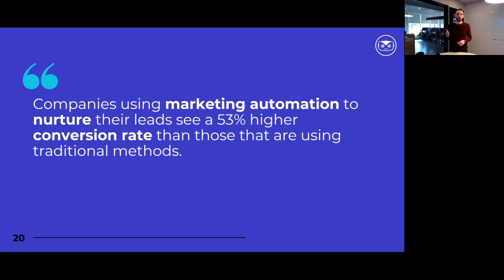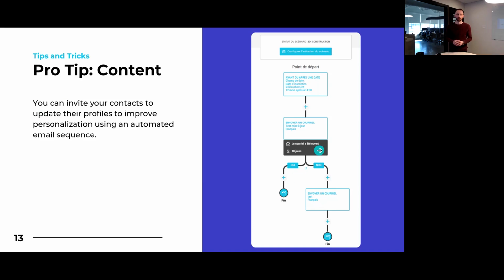After that, we have a little statistic here again. There is a 53% higher conversion rate for the marketers that are using marketing automation to nurture their leads. So let's say, like I said at the beginning, you just ask for the email. After that, you ask them to add more data in your newsletter software. So you're gonna have more data to send them information that they really want to have. So here in Cyberimpact, you can do exactly that.